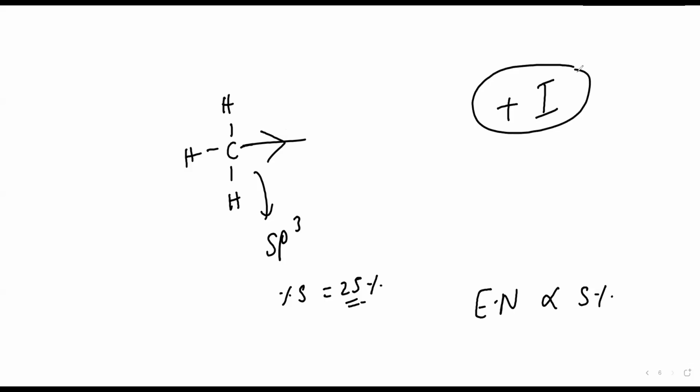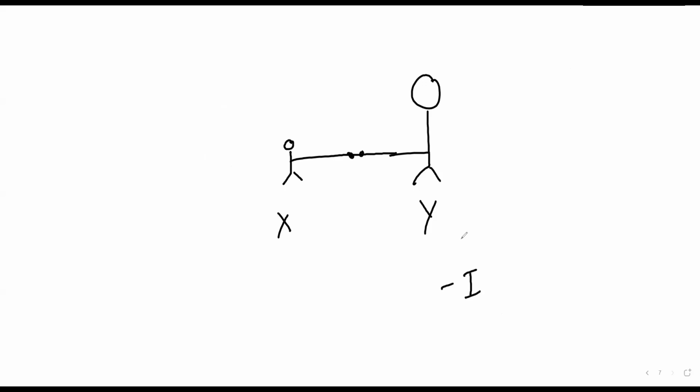Now look, what is this I effect? I'll tell you. If there are two persons and there is a tug of war, will this electron pair shift towards X or towards Y, who is more powerful here? The one who pulls the electron towards itself shows the minus I effect. The one who gives away the electron shows which effect? Plus I.